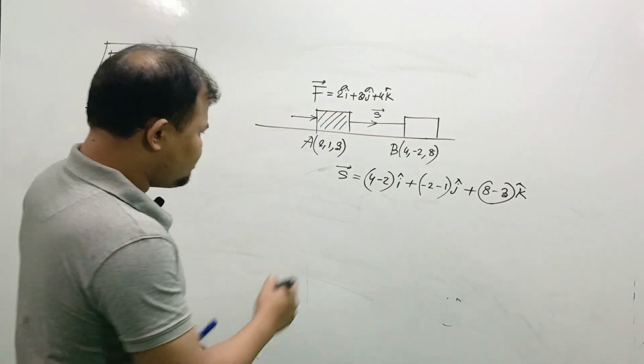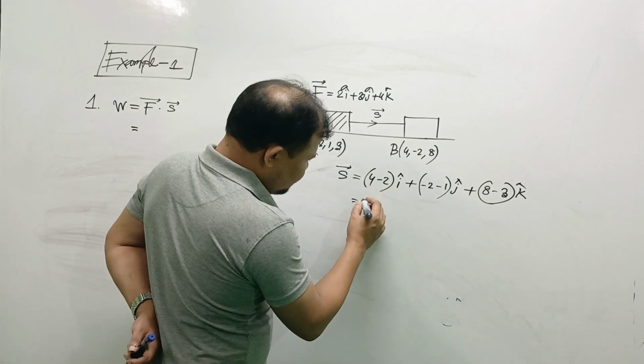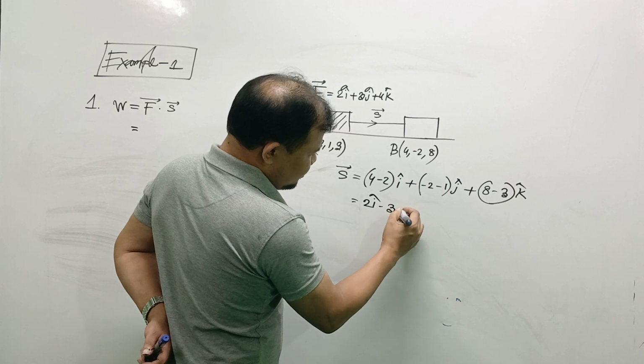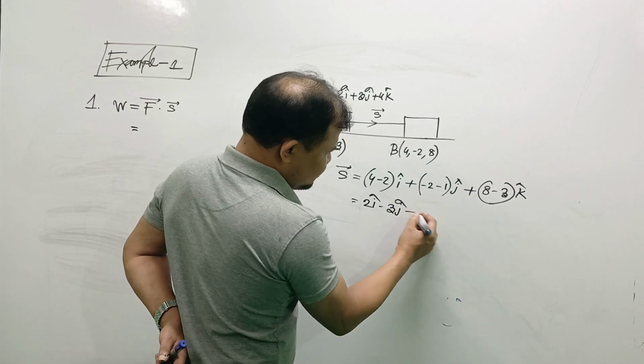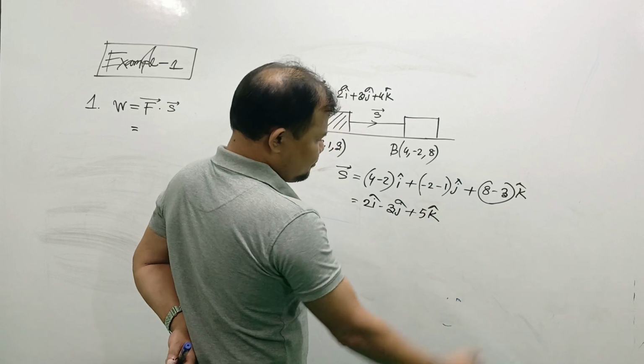Okay, my dear student, now we write this: 4 minus 2 means 2 i cap. This is minus 3 j cap. This is plus 5 k cap. Okay.